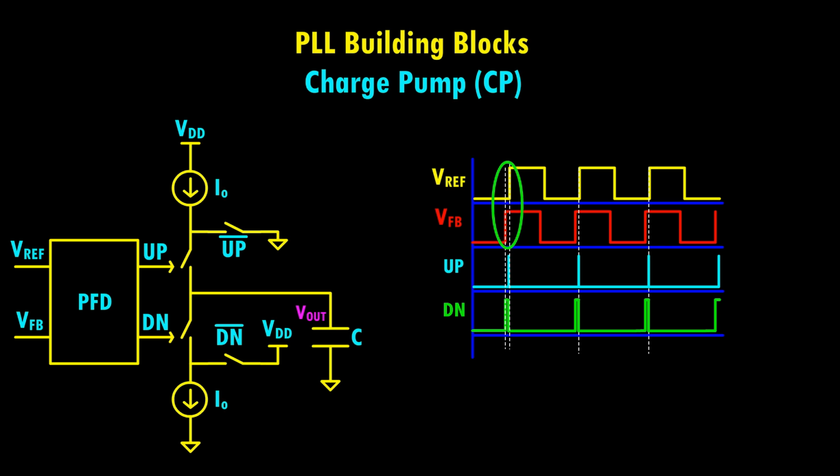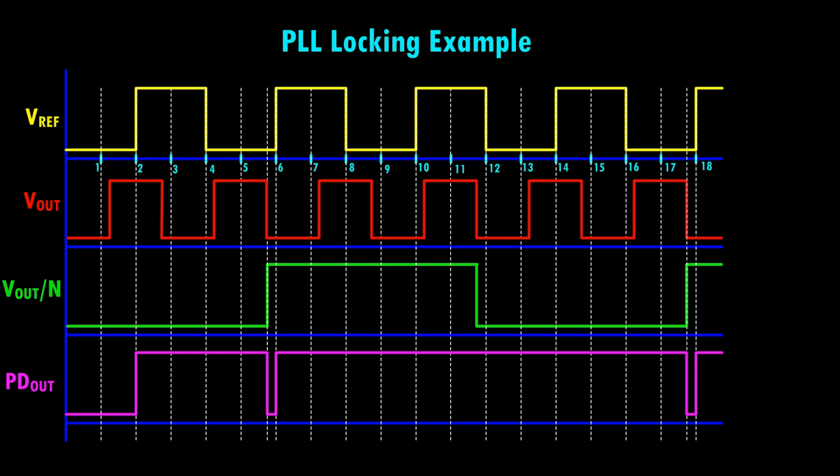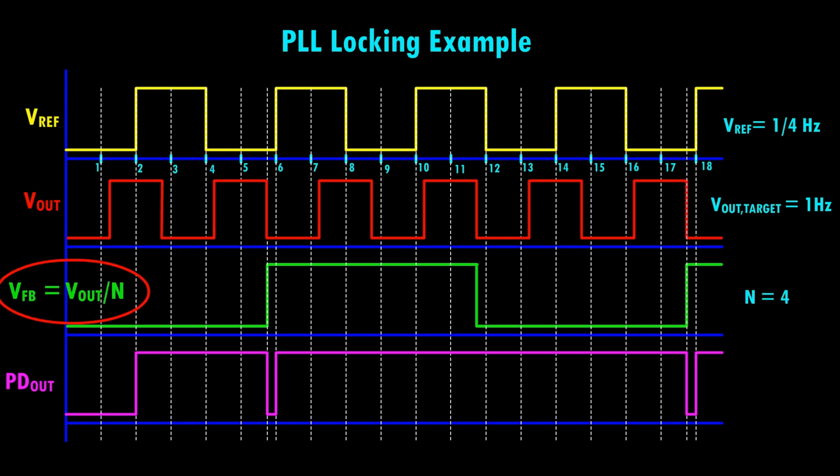This example will also illustrate how the PLL reaches equilibrium when a frequency divider is placed in the feedback path. Let's suppose we have a Vref frequency of 1/4 Hz and our target Vout is 1 Hz. This implies that we require a division ratio of 4, meaning that the VFB frequency will be 1/4 of Vout.